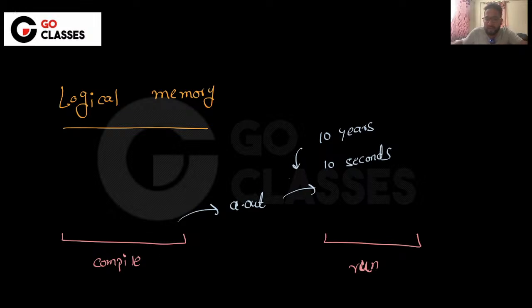Now at the time of compiling, your program has to be compiled. At that time, the compiler is not aware of where you are going to load it after 10 years. Nobody knows the future. Is this understood to everyone?